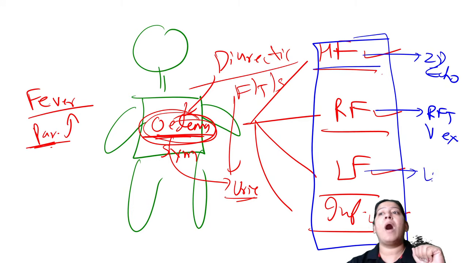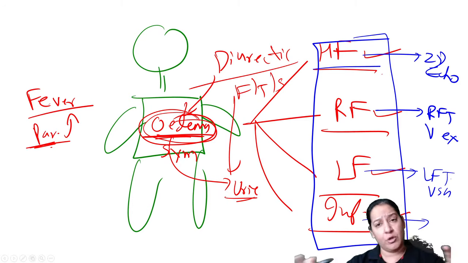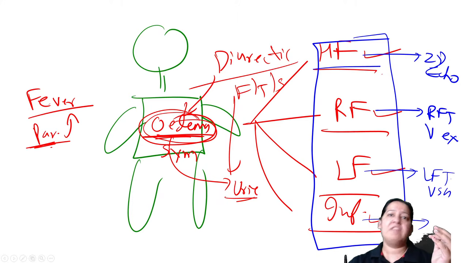For liver failure, do LFT and do the imaging. You can do the sonography to see the fatty liver and all, imaging all. And for inflammation, there is no single test for the inflammation. You can do the acute phase reactants, CRP and all. So you have a list of investigations with you.